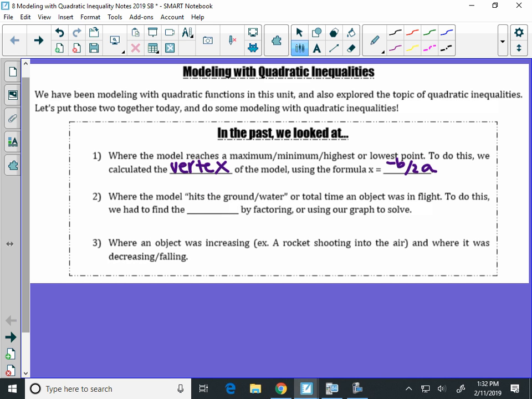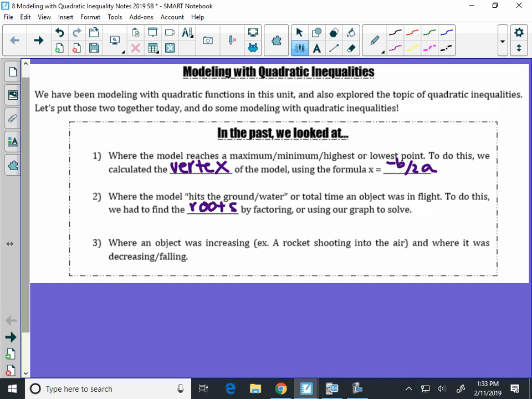We also found where something hits the water or hits the ground. That was always by finding the roots of the quadratic, not the x-intercept, given up on Monday. And we either do that by factoring or using our calculator.